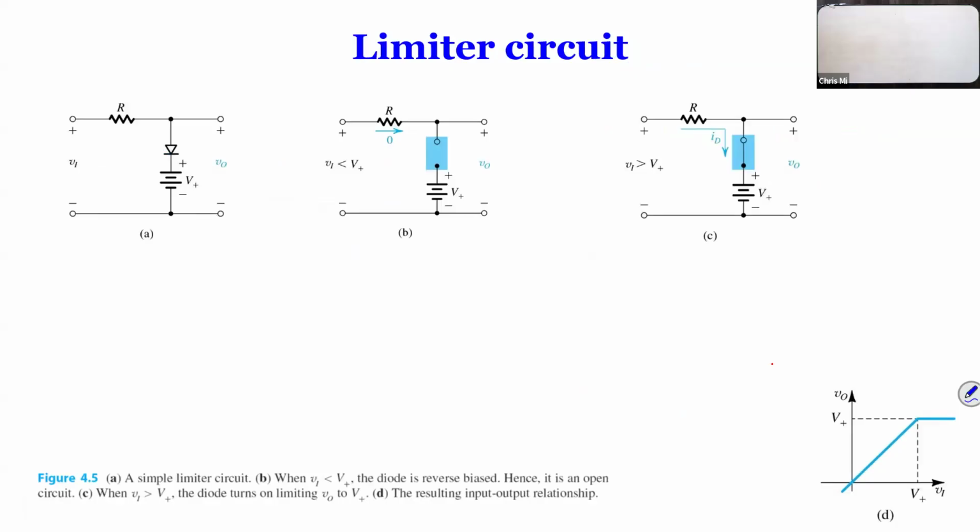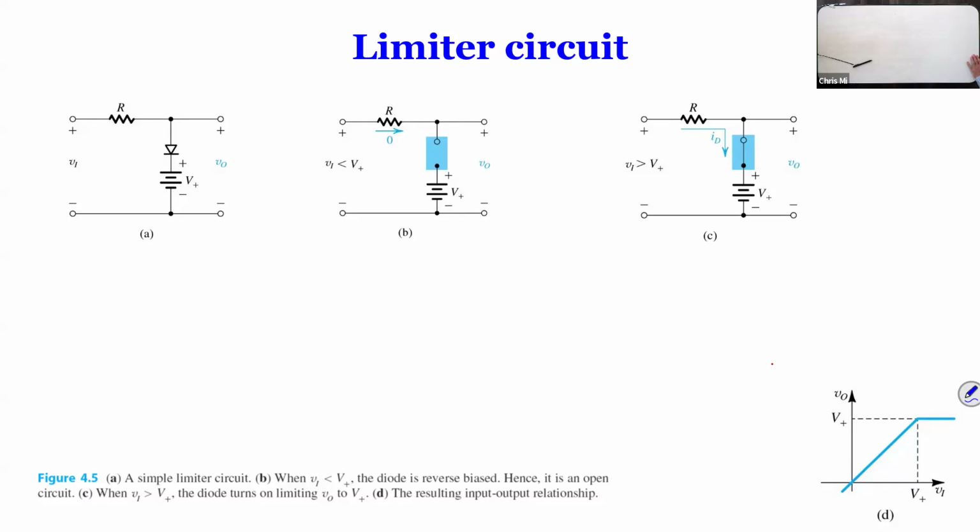So this is the same circuit, but we're going to draw it in a different way. Instead of taking Vx on R, now we're going to measure the voltage across the diode and the V plus. So we're going to see how much voltage you would get based on the input of Vi.